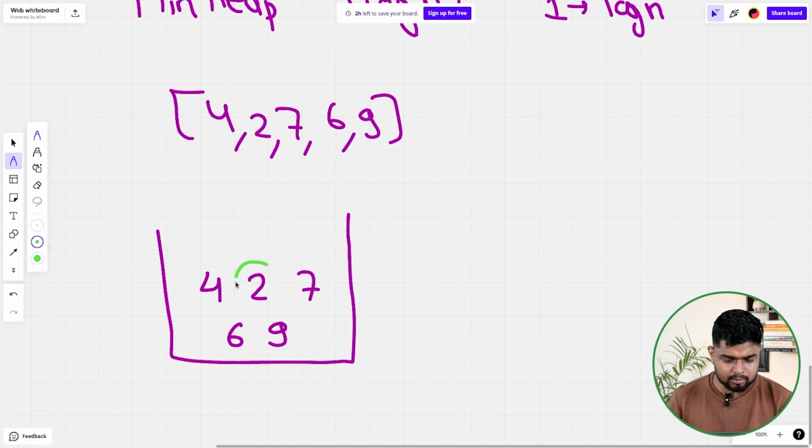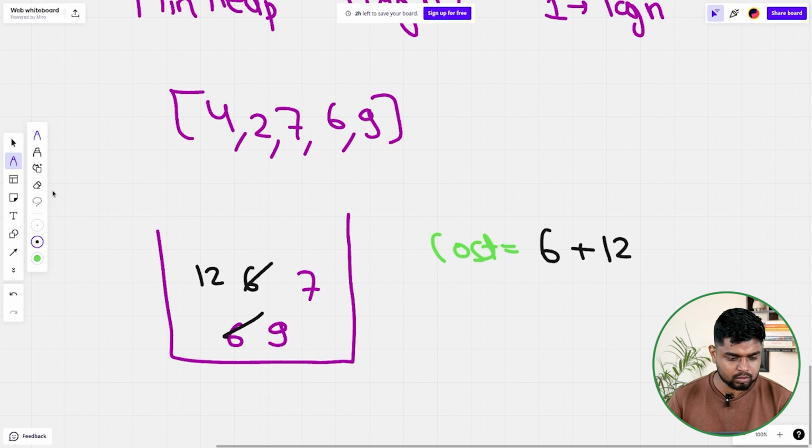So what are the two minimum elements? You have got 4 and 2. Take them out and connect them. What will be the cost for this connection? The cost would be 6, and now you will have a new rope of 6. Now when you take the two minimums out, they will be 6 and 6. The new rope would be 12 and the cost that you pay is 12 also. After that, the two minimum ropes are 7 and 9, so take them. You'll pay the cost of 16, and the new rope is of length 16, the ropes inside are 12 and 6.